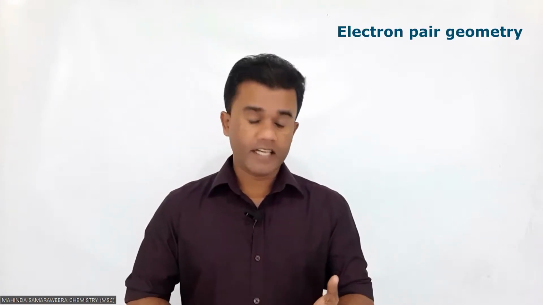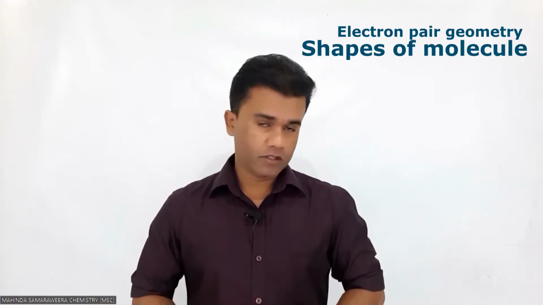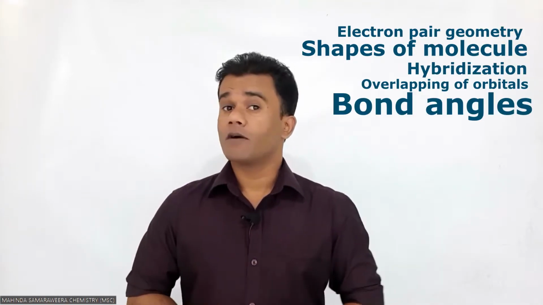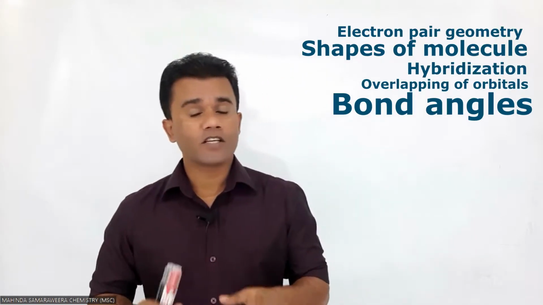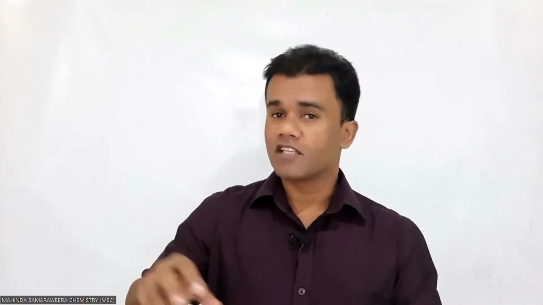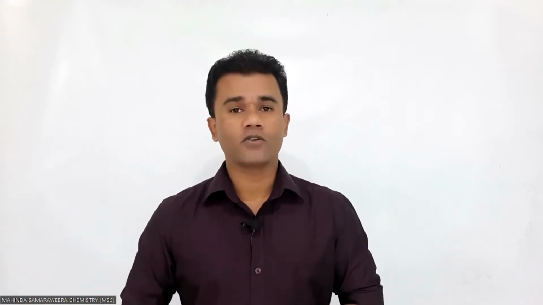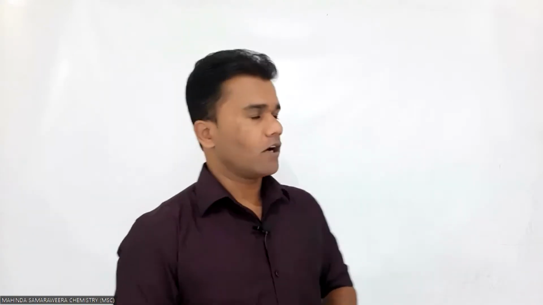It's about the electron pair geometry. It's about the shape of the molecule. It's about hybridization. It's about the formation of bonds, meaning overlapping of orbitals and hybrid orbitals. It's about the bond angles. So because of that, although it's just one MCQ, it covers a large part of this unit. Let's see how to answer this question.